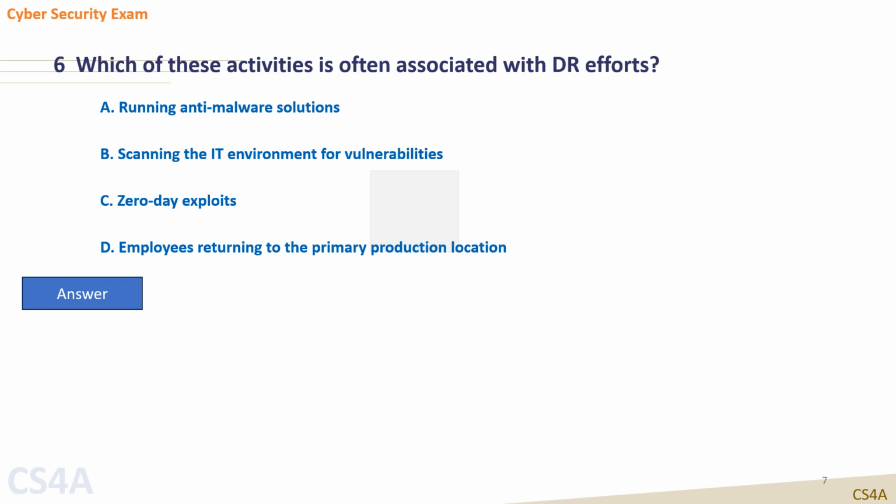So here the question is, which of these activities is often associated with DR efforts? The options are running an anti-malware solution. That is not part of DR effort, because running anti-malware is with respect to the security team. And scanning the IT environment for vulnerabilities is also not related to DR efforts, because DR activities happen after any disaster or any failure in the system. Zero-day exploit is also not relevant. And employees returning to the primary production location after the disaster recovery. So this is the correct one. So option D is the correct one.